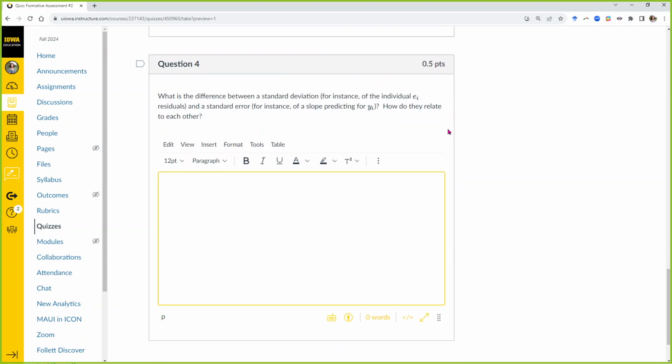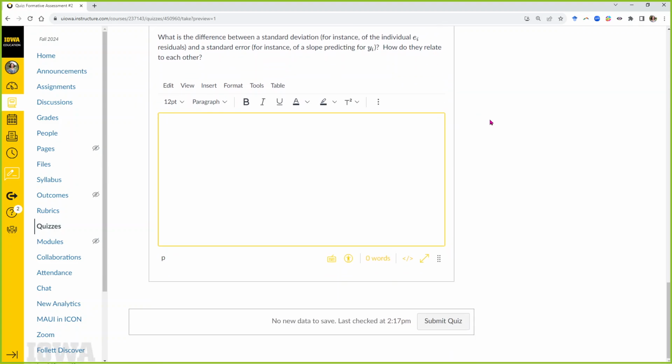Okay, so moving on to the last question. Talking about standard deviation and standard error, can anyone tell me what standard deviation typically refers to? How far the individual is off from the sample mean. And would you say that it's always the sample mean, or could it be a different kind of mean?